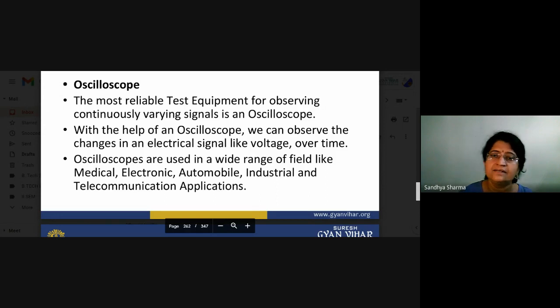in a visible format. With the help of an oscilloscope, we can observe the changes in electrical signals, like voltage with respect to time. Oscilloscopes are used in a wide range of fields like medical, electronic, automobile, industrial and telecommunication applications.